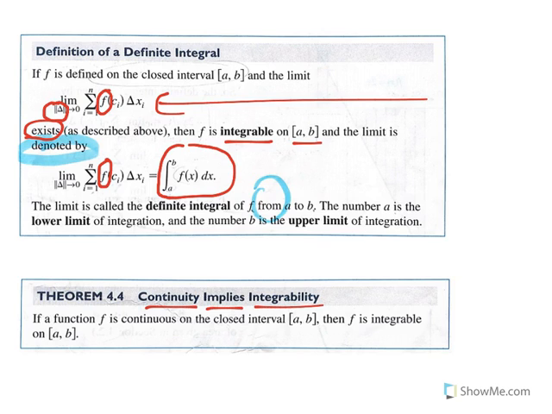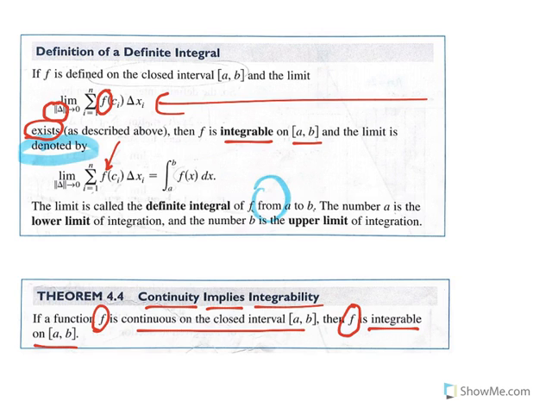Continuity implies integrability. If a function f is continuous on the closed interval from a to b, then f is integrable on the closed interval from a to b. So continuity implies integrability. And if you have a function f that's continuous, we know this limit will exist by this theorem. So that limit can be represented by a definite integral. This limit is called the definite integral of the function f from a to b.